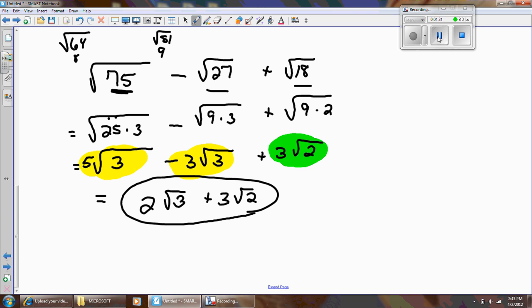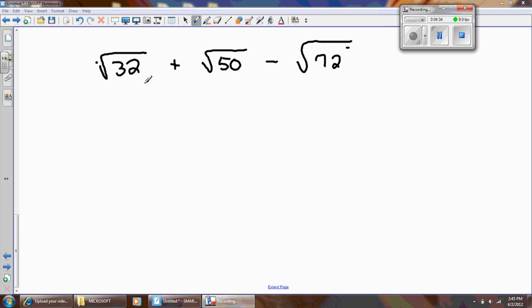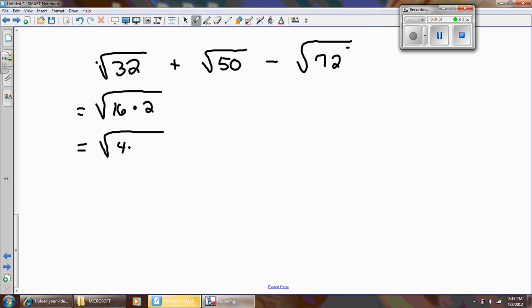All right, let's try another. Okay, let's look at this one. Now again, these rads don't appear to be the same, but I'm going to break them down. Now again, if I get the largest perfect square that is a factor, that makes my math easier. Don't just run to divide by 2 or 4, right? Go for the largest perfect square. 16 is the same as 4 times 4 times 2. I got a pair of 4s. They leave the house.